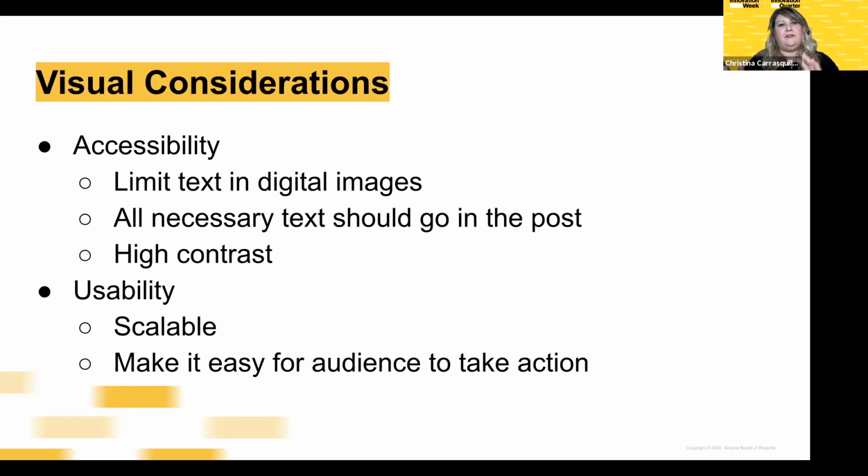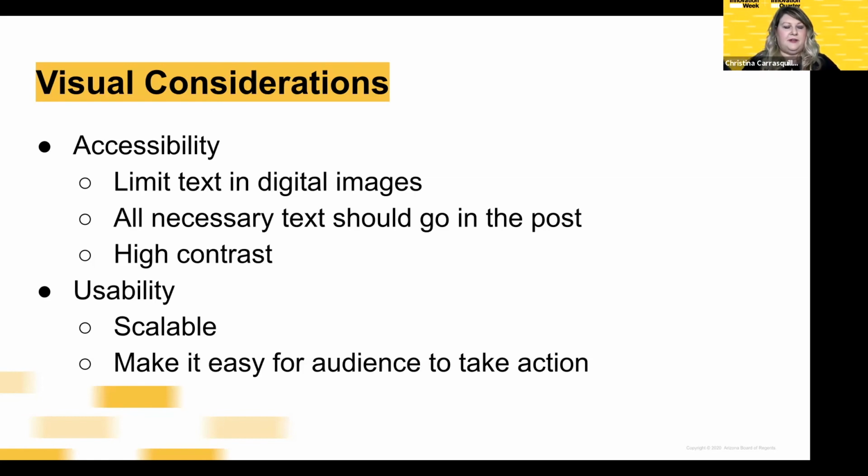So if we have text in our images, which is fine, it should be limited; not everything should be there. We want to take all that text and also put it in the post. And that goes back to a question before about adding a link to the image. We want all of that to go in the post so it's most accessible, so that a user can click on it and go right to the information that they need.